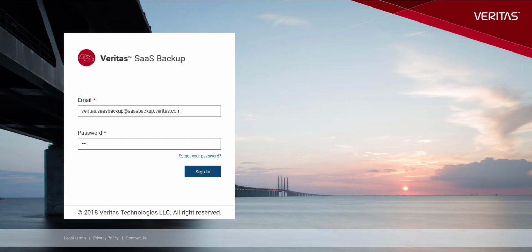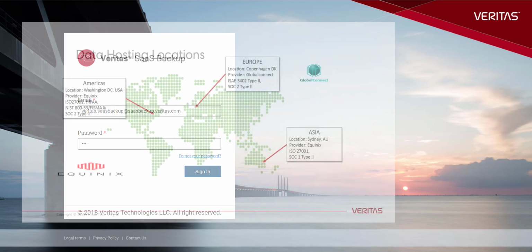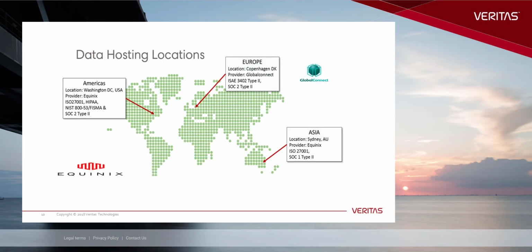Veritas SaaS Backup is a SaaS solution where customers do not need to install anything on-premise. It runs completely online and is accessible through a web browser. You can see the 3 regions available to customers in the map, and it's guaranteed that data will be stored at rest inside these regions: Americas, EMEA and Asia Pacific.